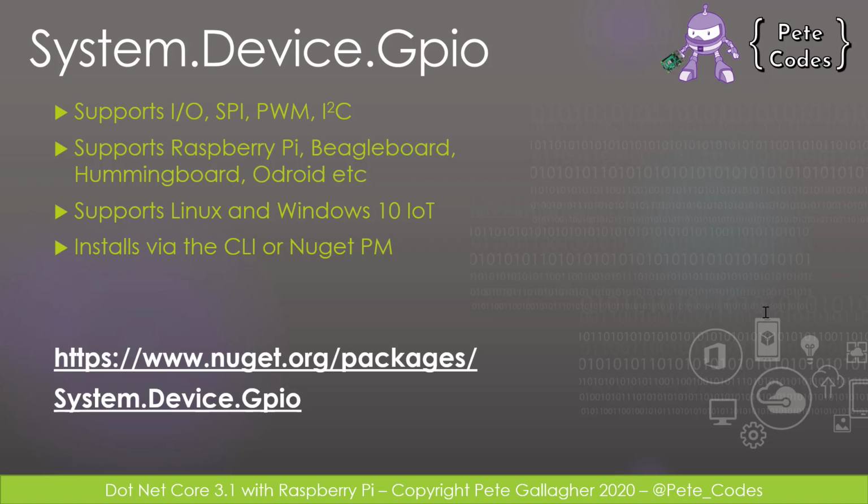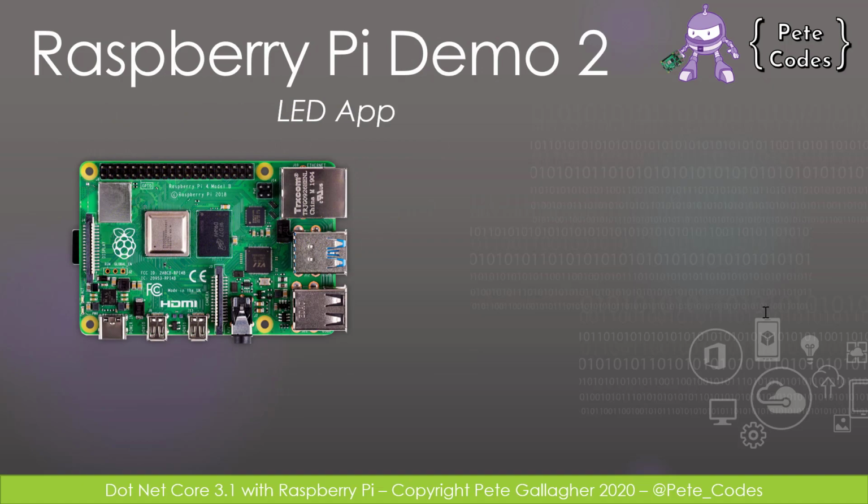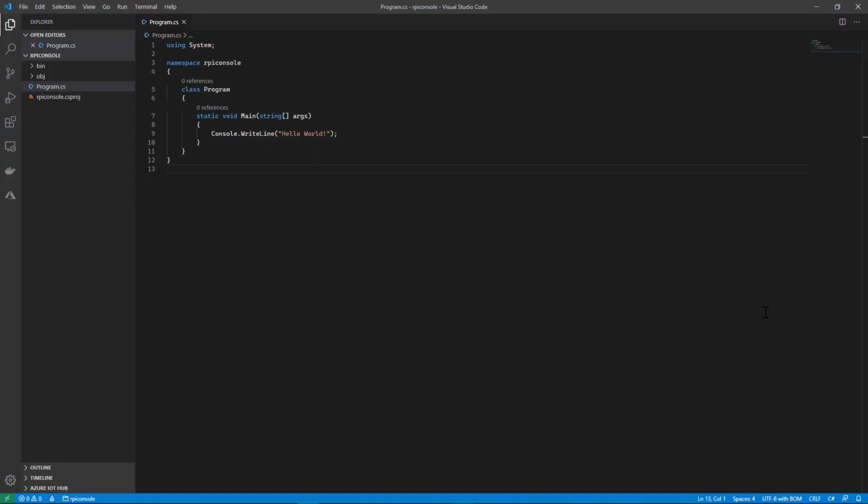It supports Linux, which is what we're using it on, and it also supports Windows 10 IoT, Microsoft's IoT derivative of Windows 10. You can install either from the CLI, or if you're using Visual Studio, then you can use the package manager, of course. You can find a bit more information here at that link if you'd like to delve in a bit deeper. So let's make an LED app.